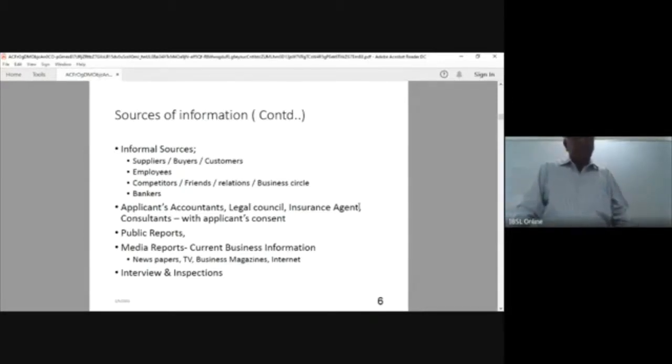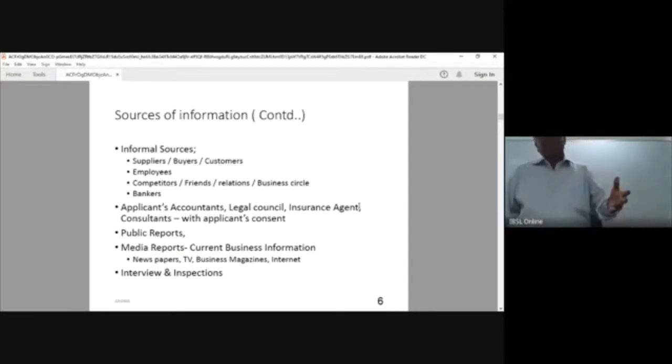internet, and finally, customer interview, that also for collection and for you to decide. And finally, the inspection, that also to collect information and for you to decide. So these are the various sources of information for you to make your credit decision. This covers all type of applicants, all type of enterprises, all type of facilities.